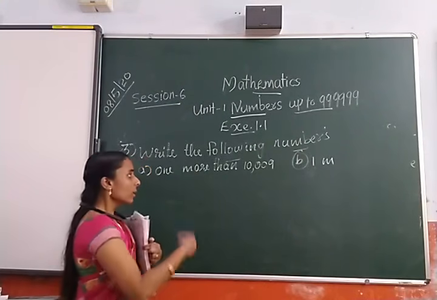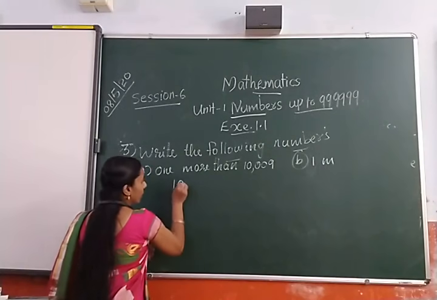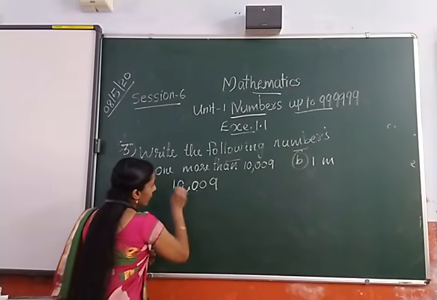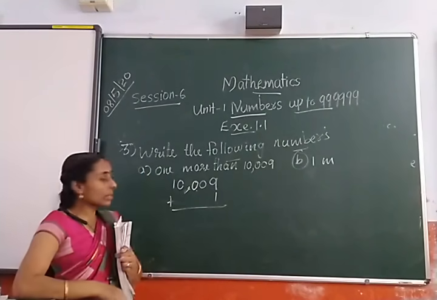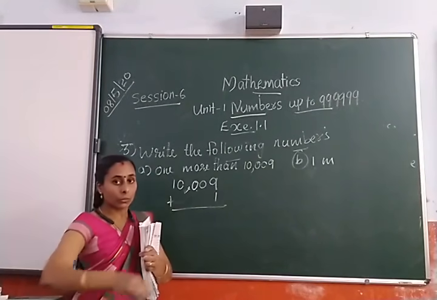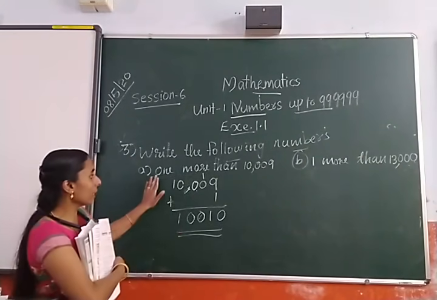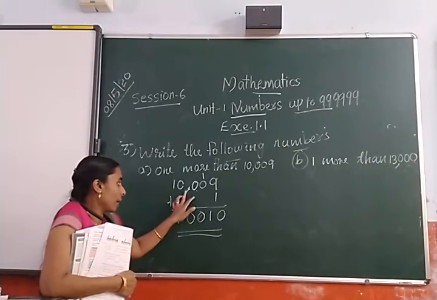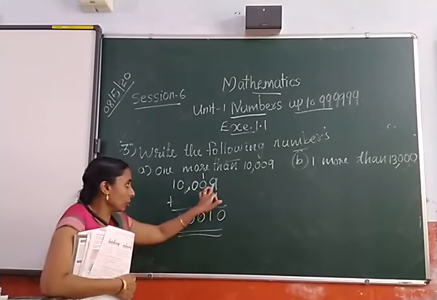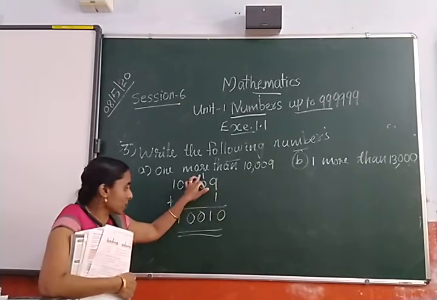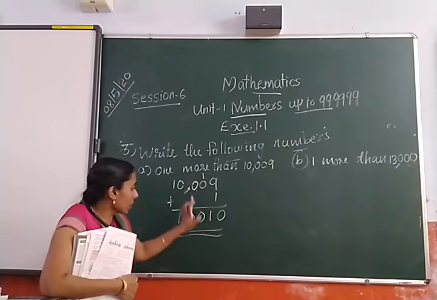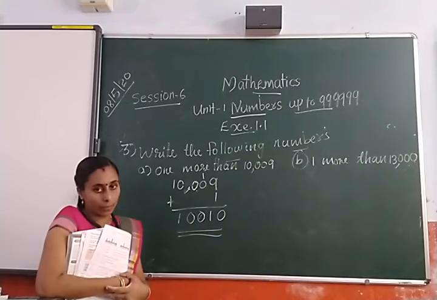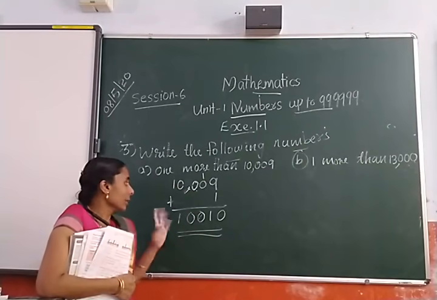One more than 10,009. You have to add 1. 10,009 plus 1. To get the next number, we add 1. 10,009 plus 1 is: 9 plus 1 is 10, 1 goes to the tens place. Here we add the 1. Then 0 here and 0 comes down and 1 comes down. What is the answer? 10,010. One more than 10,009 is equal to 10,010.